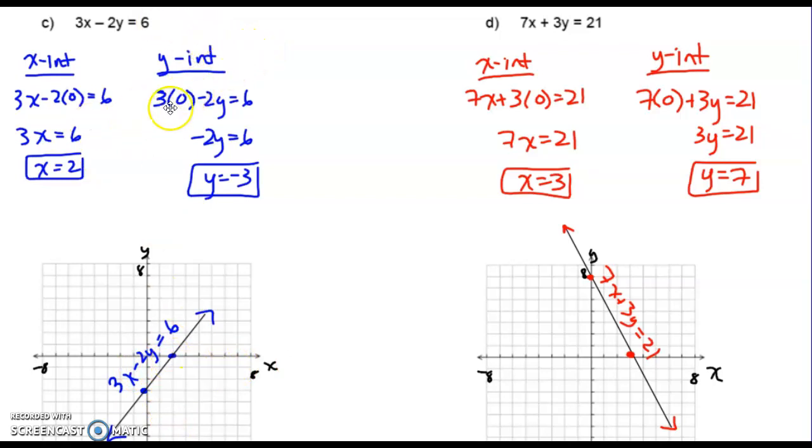Y-intercept. 3 times 0 minus 2y equals 6. Negative 2y equals 6. Divide both sides by negative 2. Y equals negative 3. There's my y-intercept. Take my ruler. Connect the 2 points.